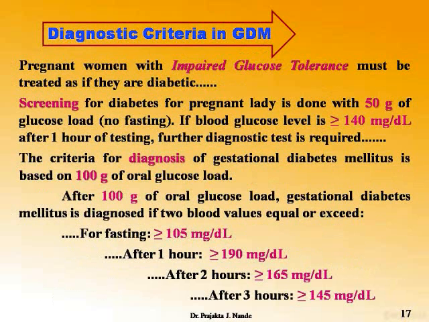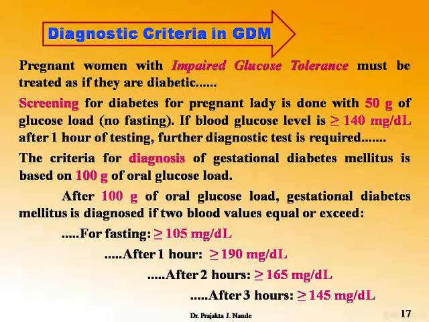For GDM cases, diagnostic criteria is little different. Every pregnant woman with impaired glucose tolerance must be treated as if she is diabetic. Screening for diabetes for pregnant lady is done with 50 grams of glucose load without fasting, and if blood glucose level is equal to or greater than 140 mg per dl after 1 hour of testing, further diagnosis is required.